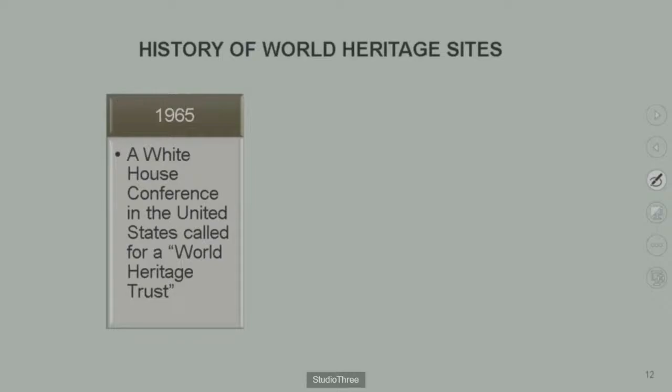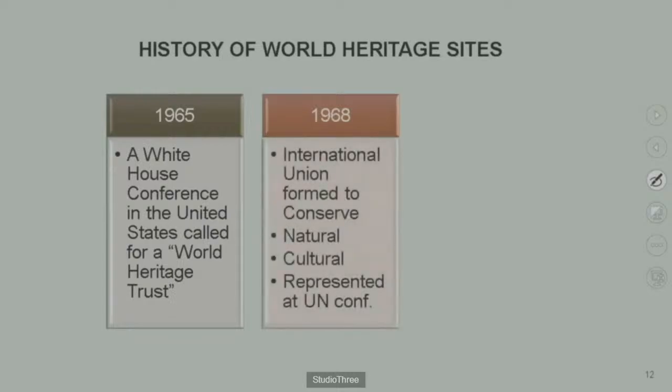Friends, in this way, the American White House took interest and started protecting these sites in 1965. Then in 1968, an International Union was formed to conserve the natural heritage sites and cultural heritage sites. These were represented in the United Nations conferences.